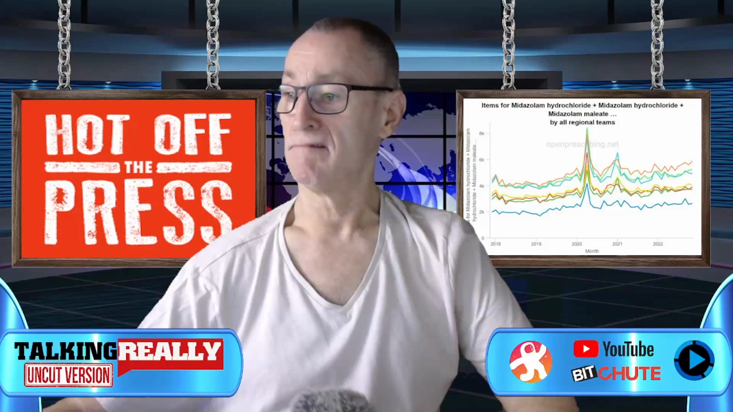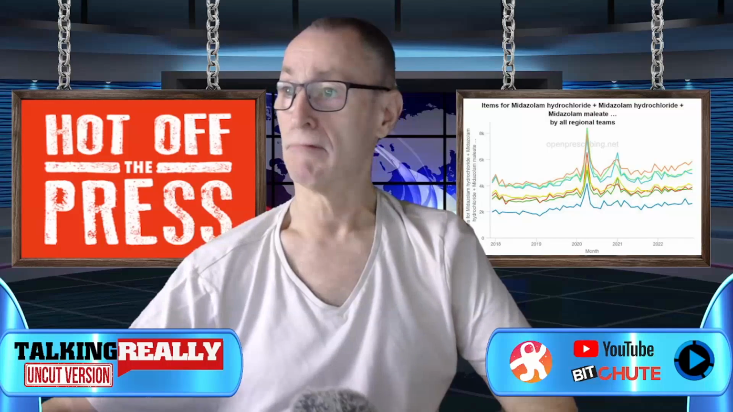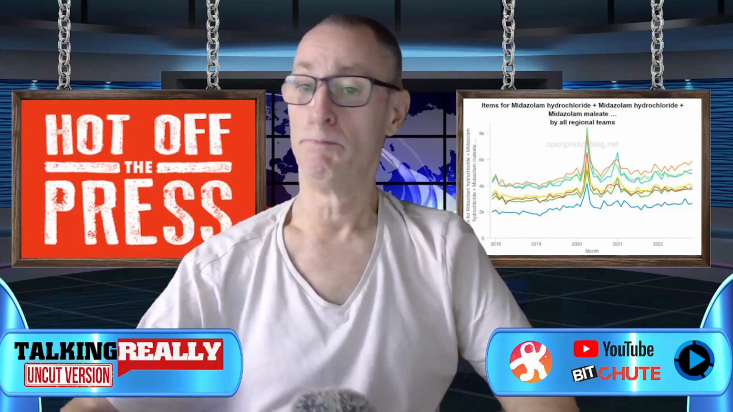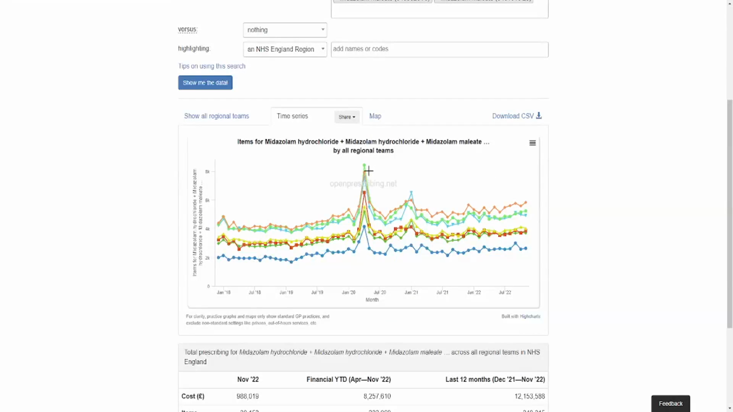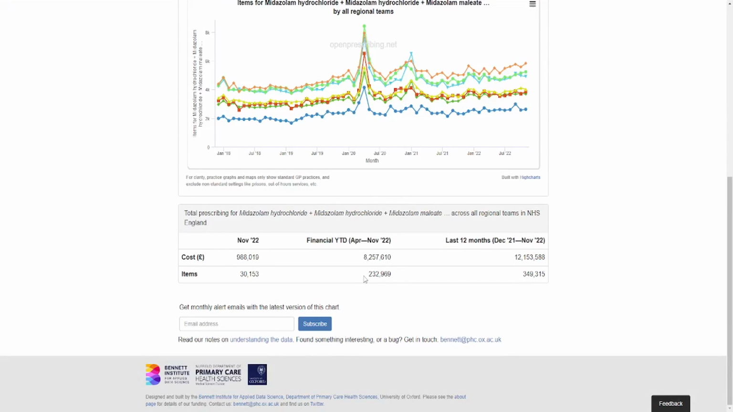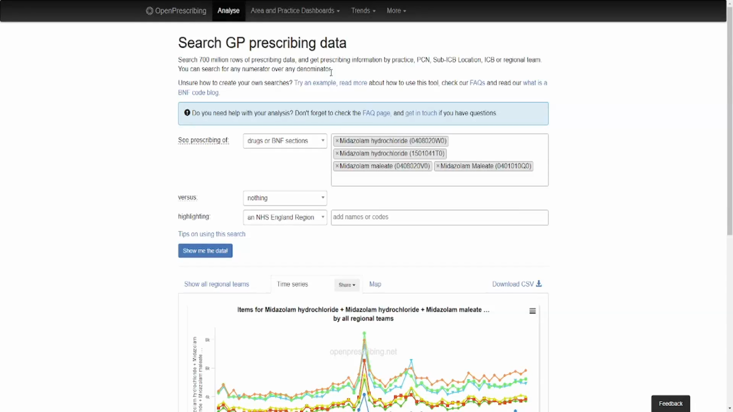Now obviously it is quite serious, and of course we'll show you the actual website, Open Prescribing. So you can see here they've put in the required drug, midazolam, and it shows this spike in most areas. This was about June, July. This is how much it would have cost. So I'll try and link that down below so you can go and have a look yourself.